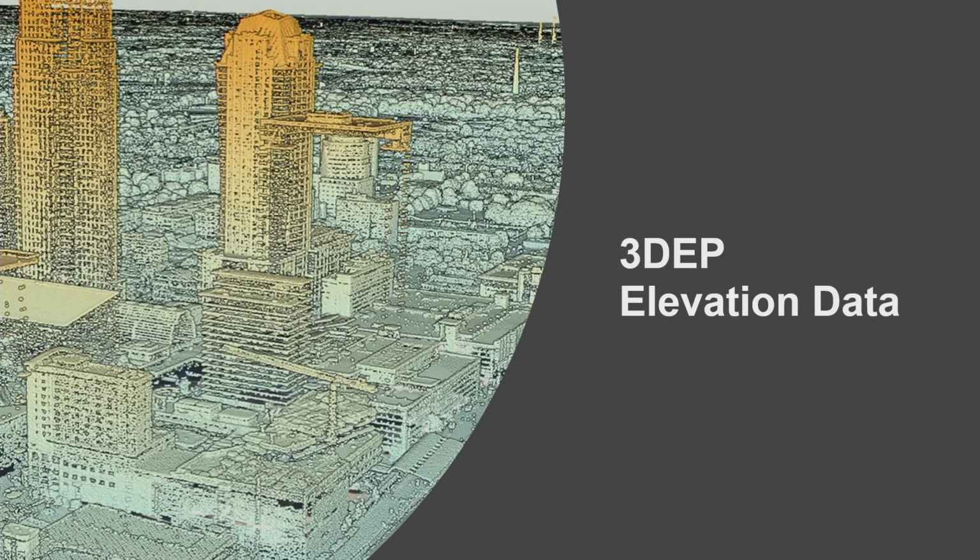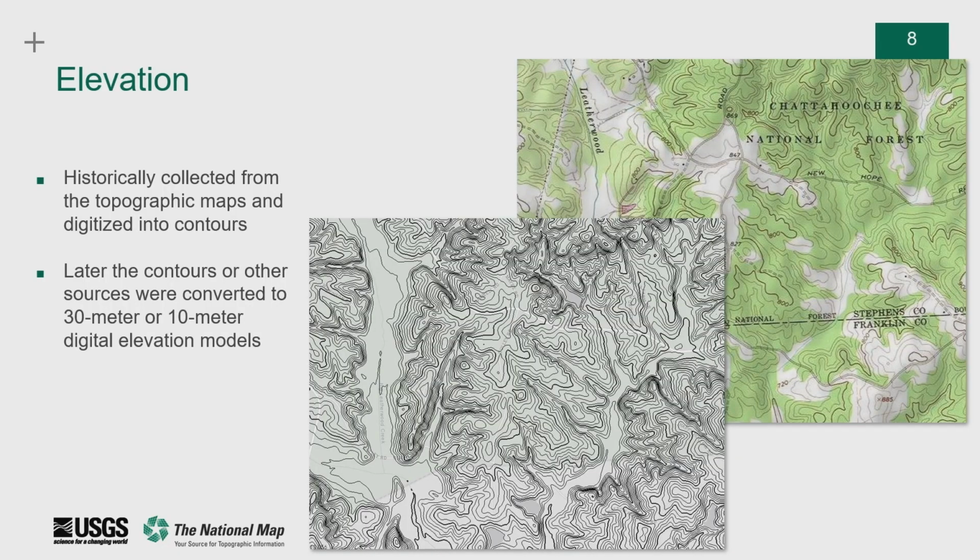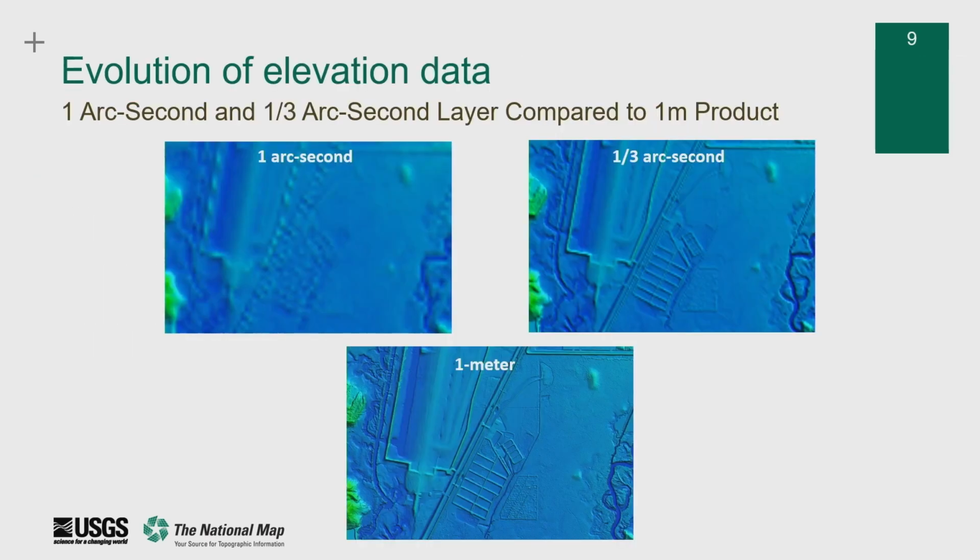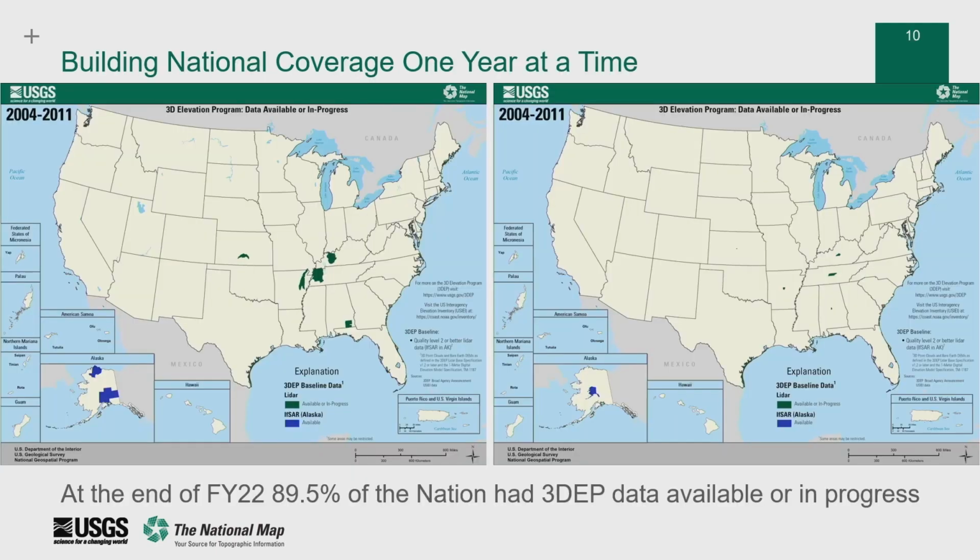So just to go through 3DEP a little bit, again, historically, it was the contour lines. We had contour lines that were taken directly from the topo maps and converted into elevation data. They were rasterized, and we went from something called the 1 arc second to the 3rd arc second. And now with the LiDAR data, we have the 1 meter product.